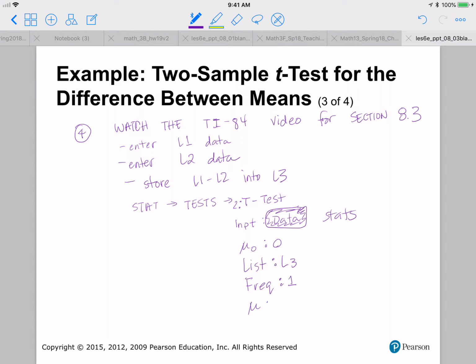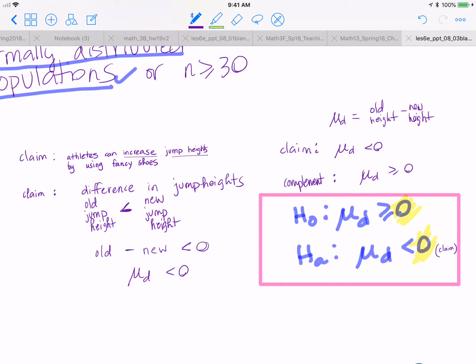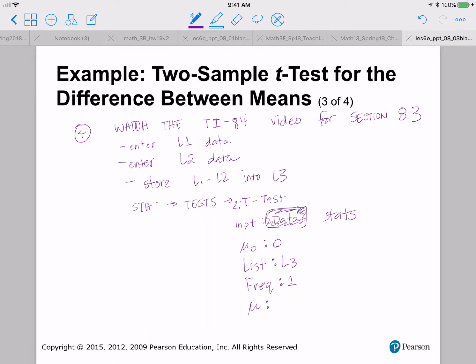Now I need to tell the calculator what type of test I'm performing: left-tailed, right-tailed, or two-tailed. Looking at my alternative hypothesis, I'm performing a left-tailed test. So there's not equal to mu naught, less than mu naught, and greater than mu naught, and I want less than mu naught. Then I go to calculate and hit enter.